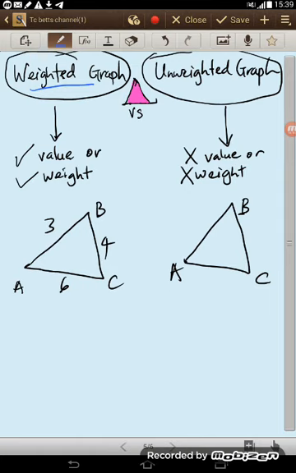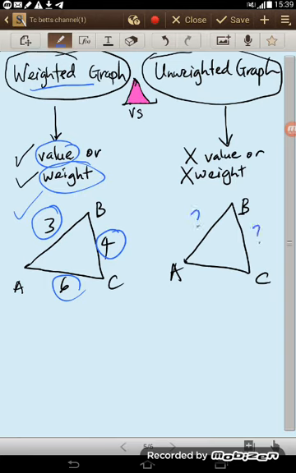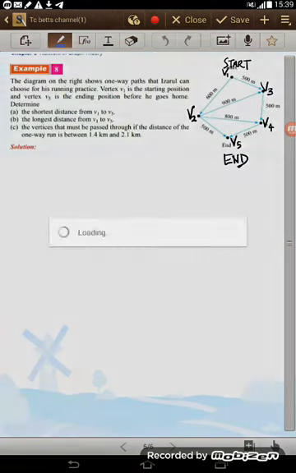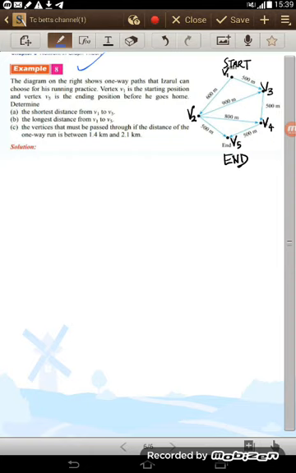Okay, very easy. Weighted graph means there is a value or a weight given on the edge. You can see here that is the value given. Whereas in an unweighted graph, there is no value. So that's very easy to understand. We go to an example. This example is in your textbook. You can refer to the textbook.